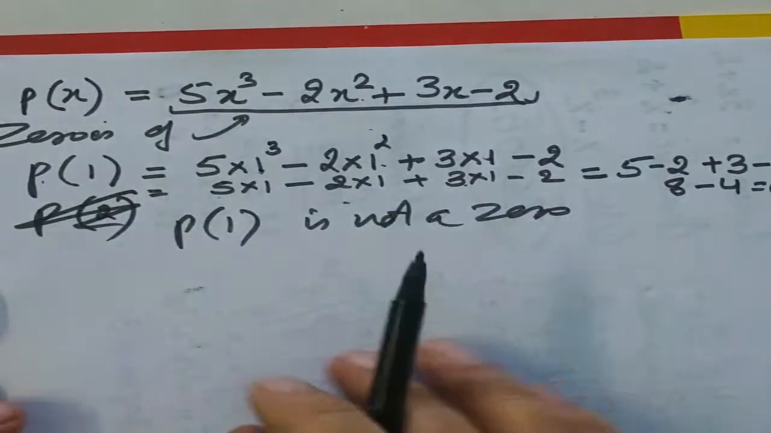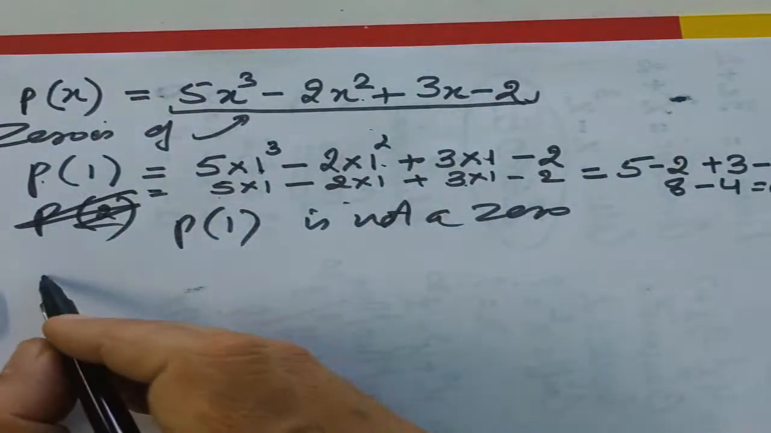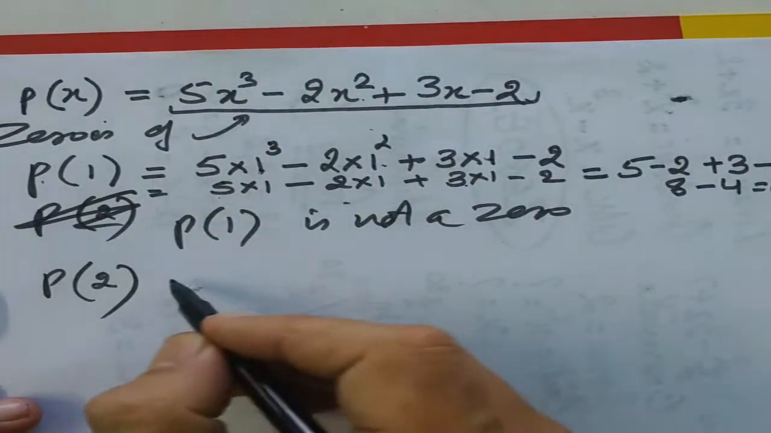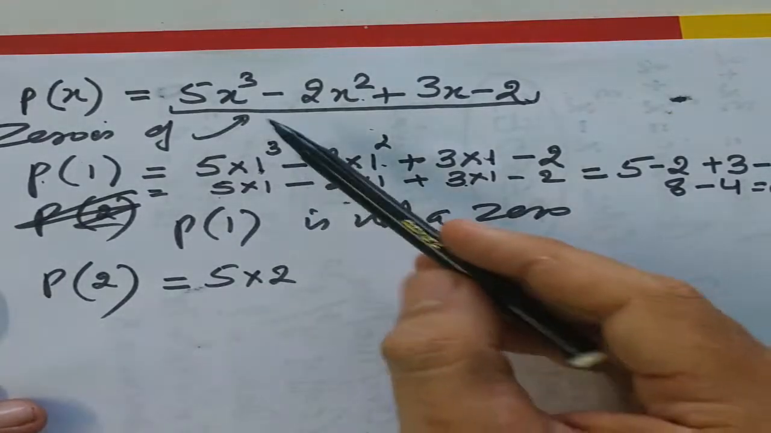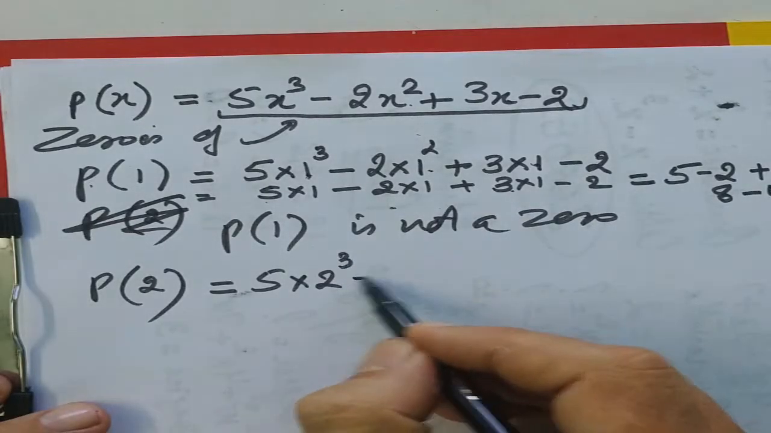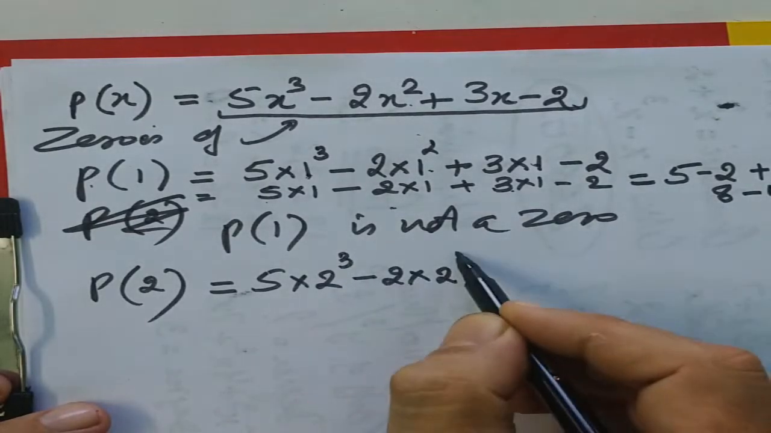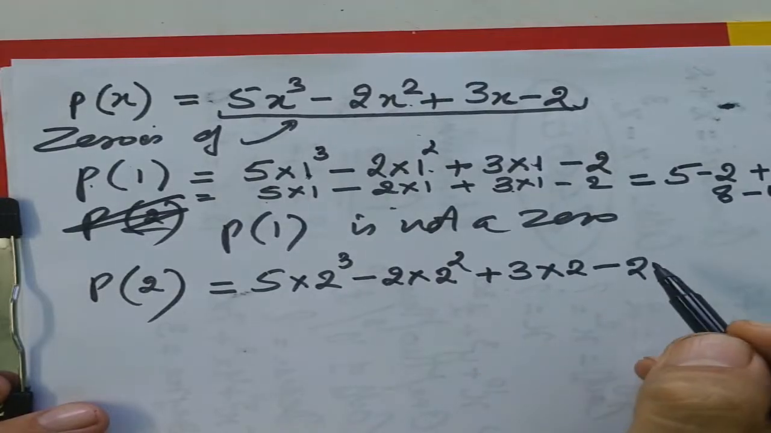You have to put a value which will make the whole answer 0. Let's put the number 2 in the same expression. Now this is x cube. In place of x, write 2: 2 cube minus 2 into 2 square plus 3 into 2 minus 2.